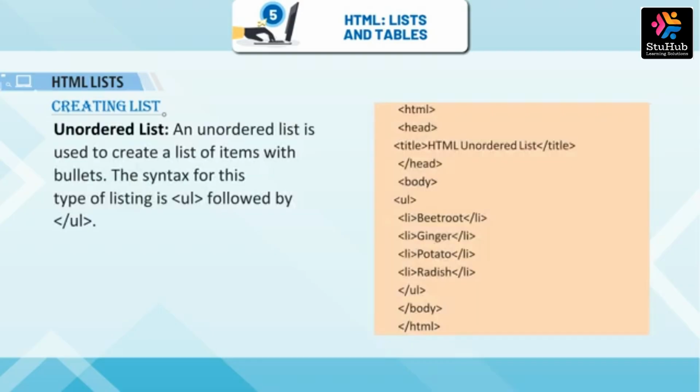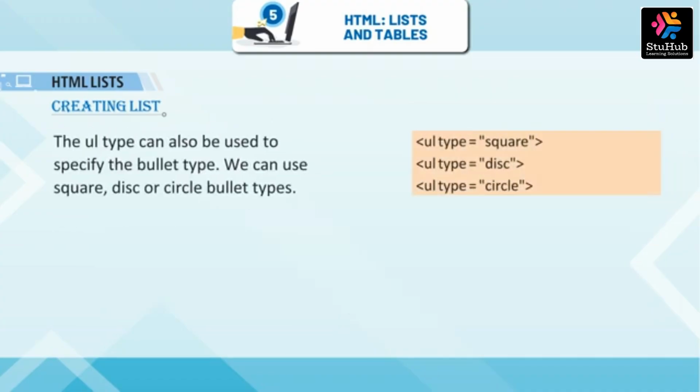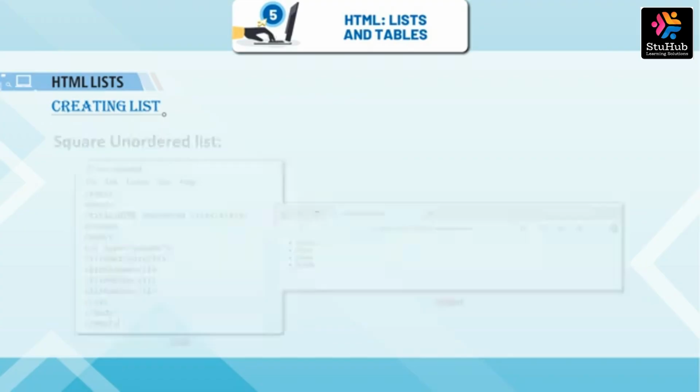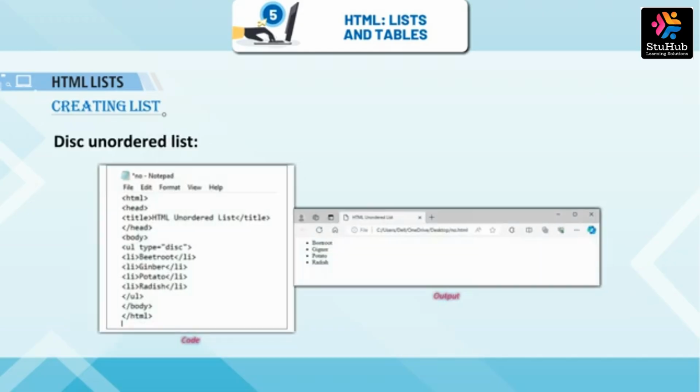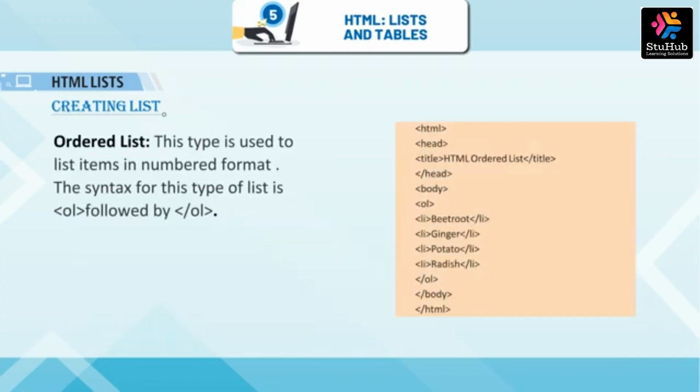Creating a list. Unordered list. An unordered list is used to create a list of items with bullets. The syntax for this type of listing is <ul> followed by </ul>. This will output the following. The UL type can also be used to specify the bullet type. We can use square, disk, or circle bullet types. Square unordered list. Disk unordered list. Circle unordered list.